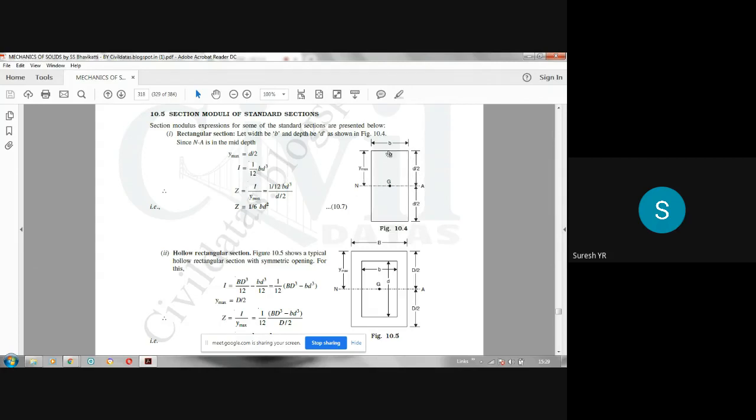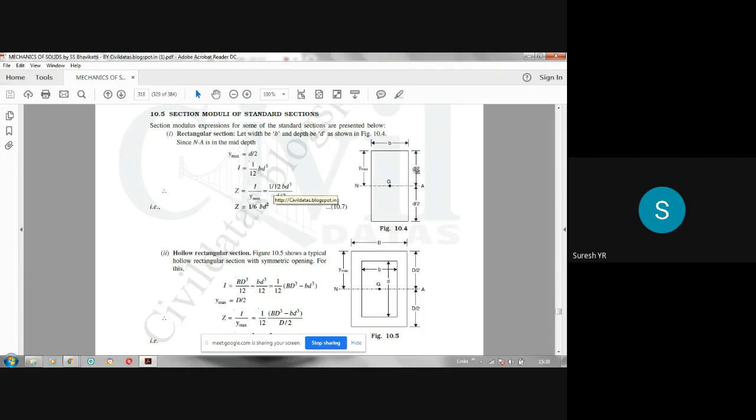I is BD cube by 12. You should know that, it is a standard formula. Moment of inertia of a rectangular section about the horizontal centroidal axis is BD cube by 12. So now if you divide I by Y max, you will get BD square by 6. So BD square by 6, or 1 by 6 BD square, is the value of section modulus for a rectangular section. Is that understood? Even if you forget this, you can derive it. The only thing is you should know the formula for I and Y max.